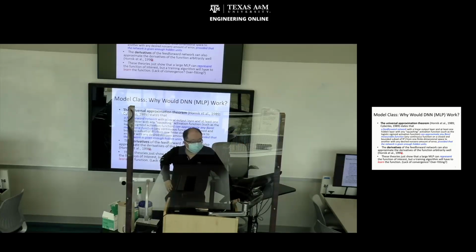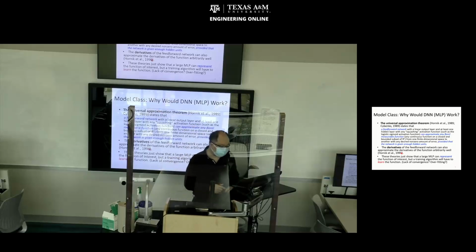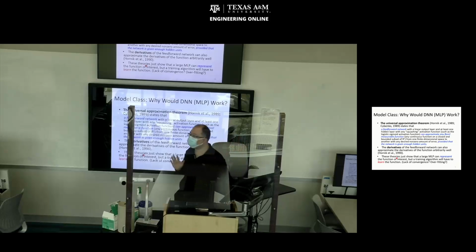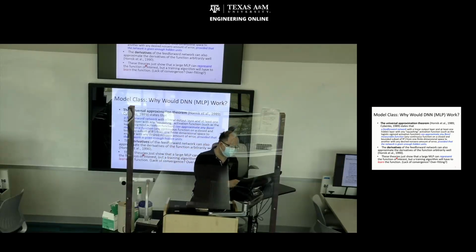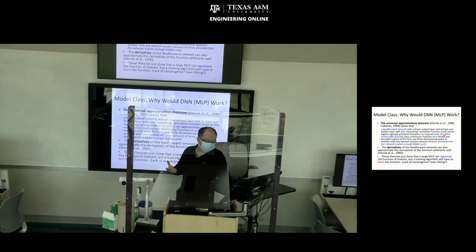These theoretical results for zeroth order and first order approximability show that if you have a large MLP, it can represent the function of interest. You have to pay attention, because this universal approximation theorem says that the MLP is a model class that can represent the function of interest, like the Borel measurable function. It doesn't mean that you can train an MLP and learn the function of interest precisely. I didn't say that.